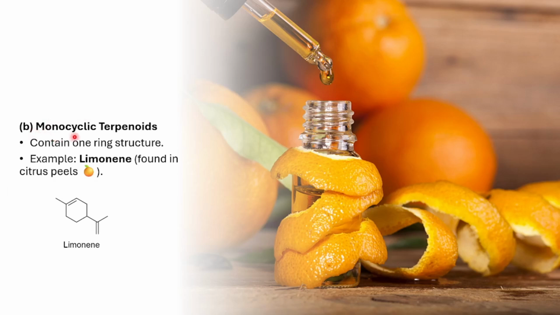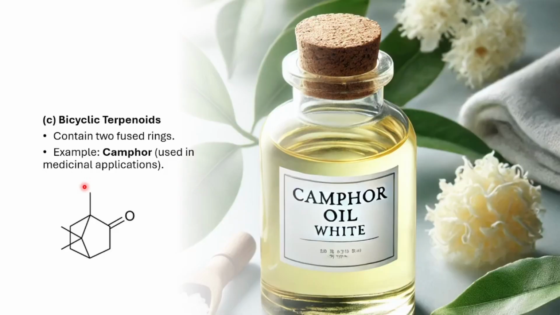Next is the monocyclic terpenoids, containing one ring structure. Here you can see that limonene has one ring. Actually, in this case, 2 isoprene units combine to form limonene. Limonene is found in citrus peel. Bicyclic terpenoids: here 2 rings are present, both are fused rings. Example camphor, one of the best examples of bicyclic terpenoids, used in medicinal application. Here's the structure of camphor molecule.